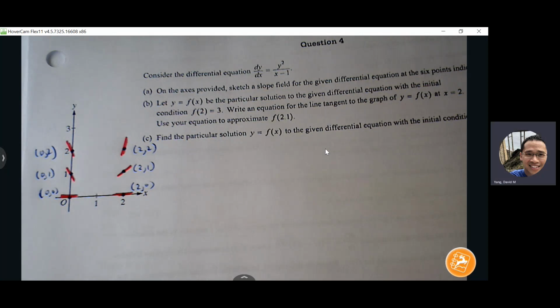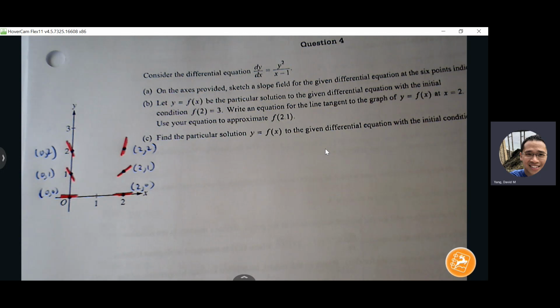So we're taking each of the order pairs, inserting it into our derivative equation. We're going to get a number in return, either a positive, a negative, a 0, or undefined. 0 would be a horizontal line. Positive slope, we see that at (2,1) and (2,2). Negative slope, we see that at (0,1) and (0,2).